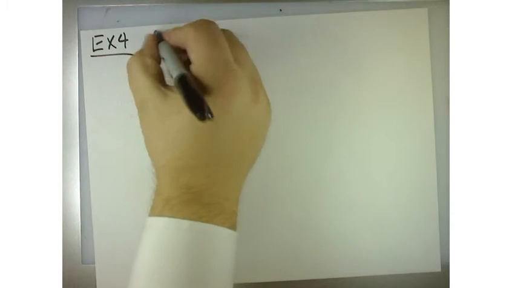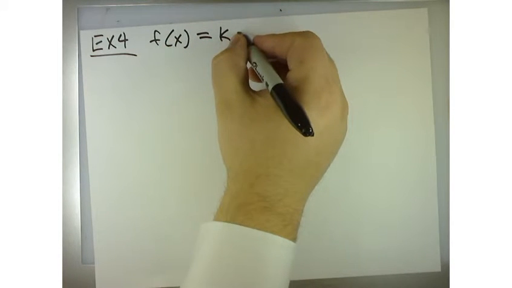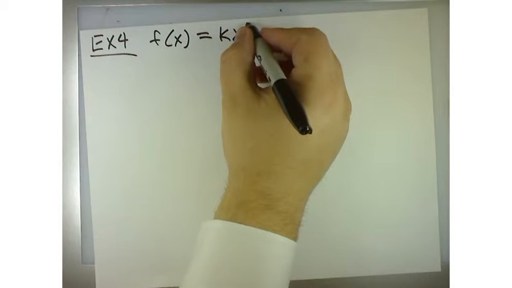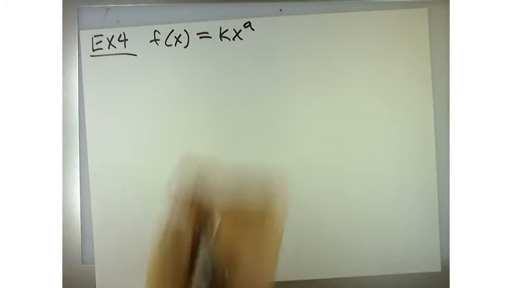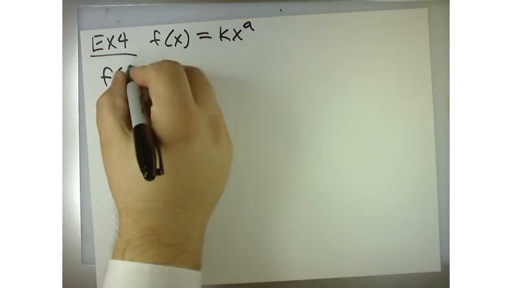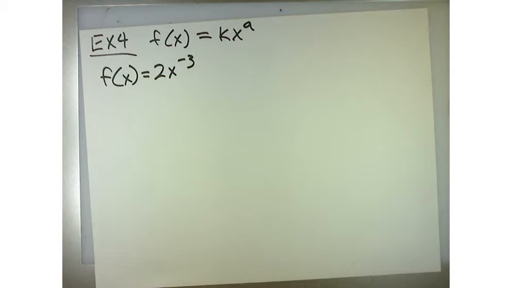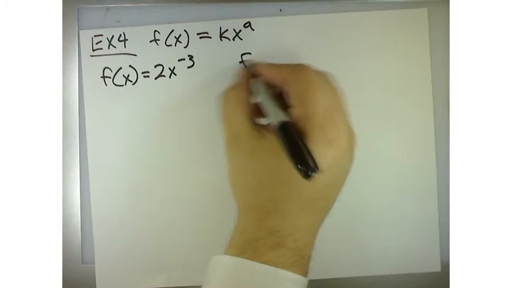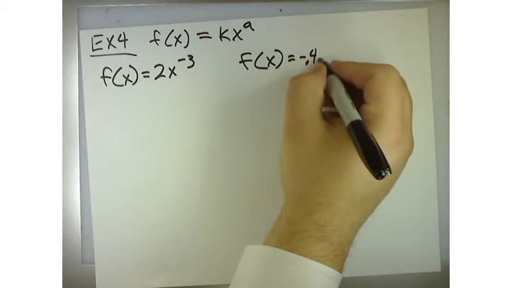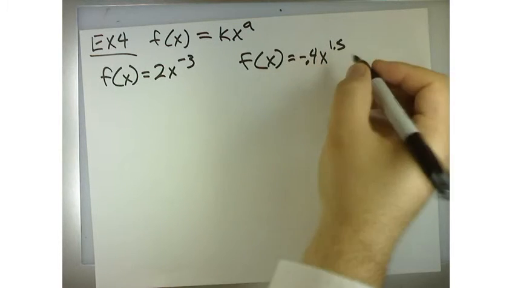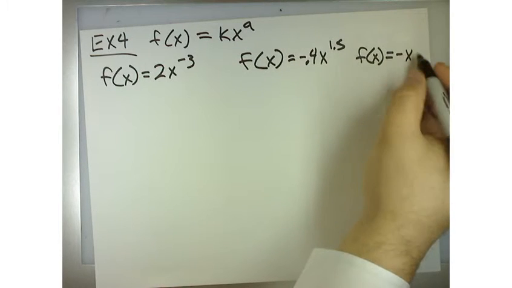We are asked to consider the graphs of a power function when it's written in the form f of x equals k times x raised to the a. What they want us to observe is certain behavior. So if I say f of x is equal to 2x raised to the negative 3, what would that look like? What would f of x equals negative 0.4 x raised to the 1.5 look like? And what would f of x equals negative x raised to the 0.4?